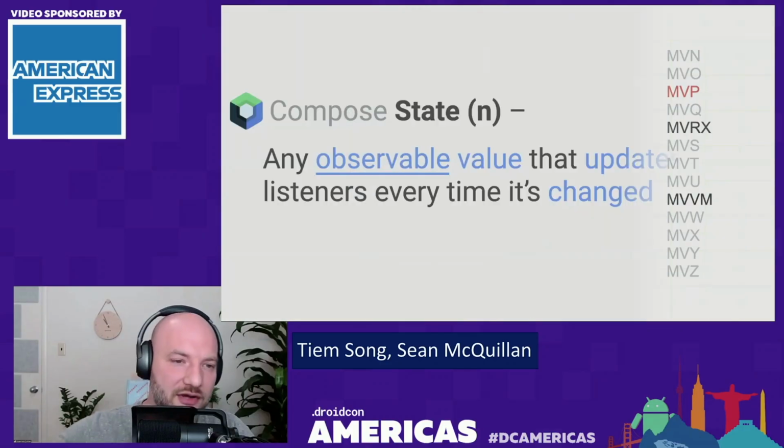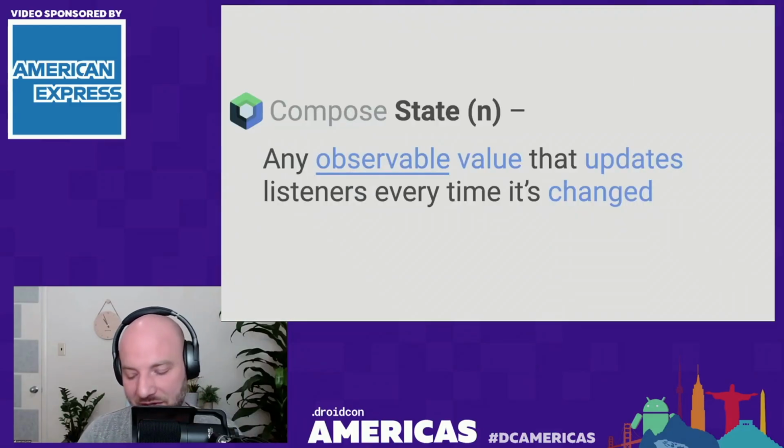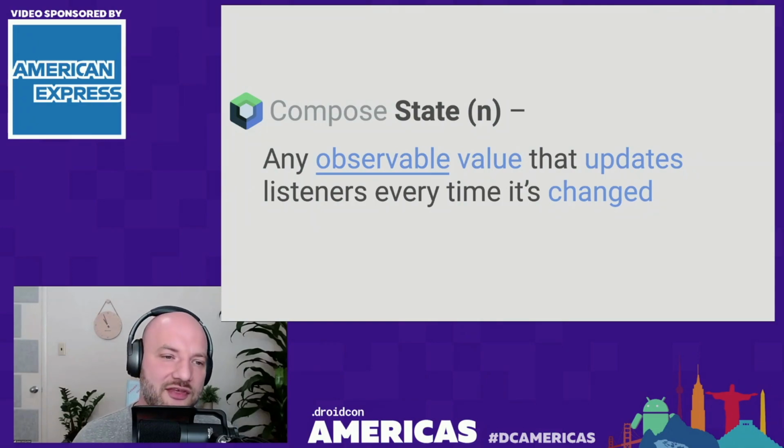So moving on, let's talk about what Compose considers state. In Compose, anything is state that is an observable value that updates its listeners every time it's changed. There's quite a few things going on in this definition. One of the most important is that it must be observable. Observable really means that there is just some function like .observe or .subscribe that anyone can call on this object to get notified when the object changes.